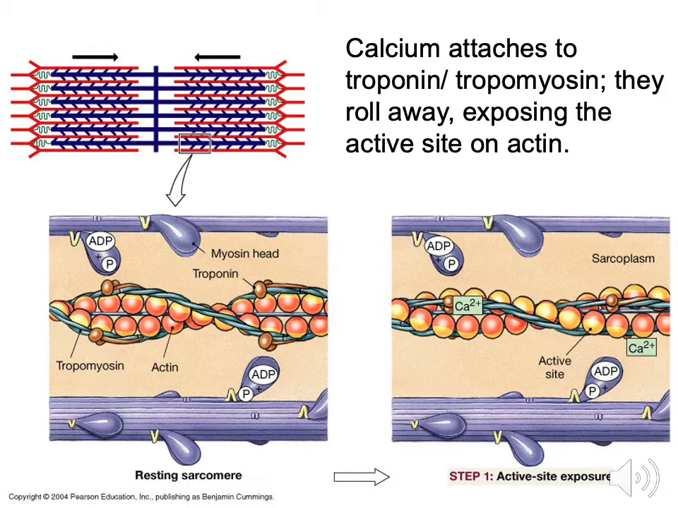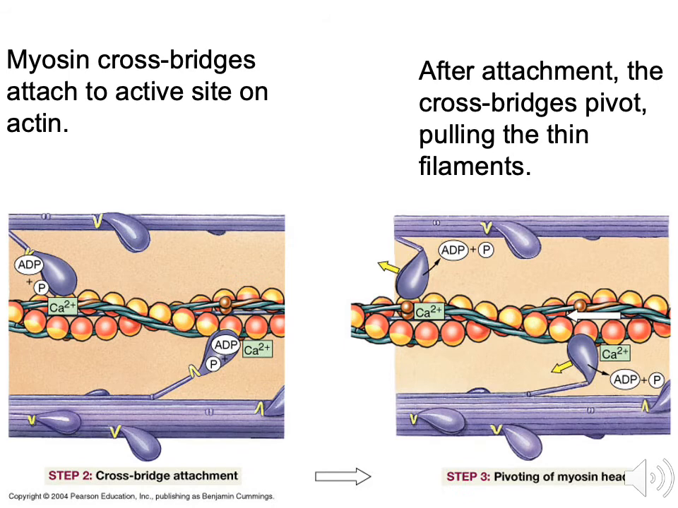Calcium bonds to the troponin. This causes the troponin-tropomyosin complex to change shape, and the active sites are therefore revealed. Step 2 is then the formation of our cross bridges. As soon as those active sites are revealed, the myosin head will attach to them.